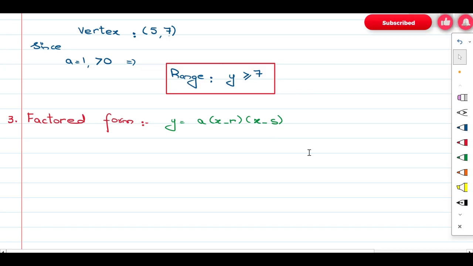Whenever you have a question in factored form, it is better to convert it into standard form, then find the vertex, check your a value, and then figure out the range, like we did in the standard form, right? For example, let me write down an example.